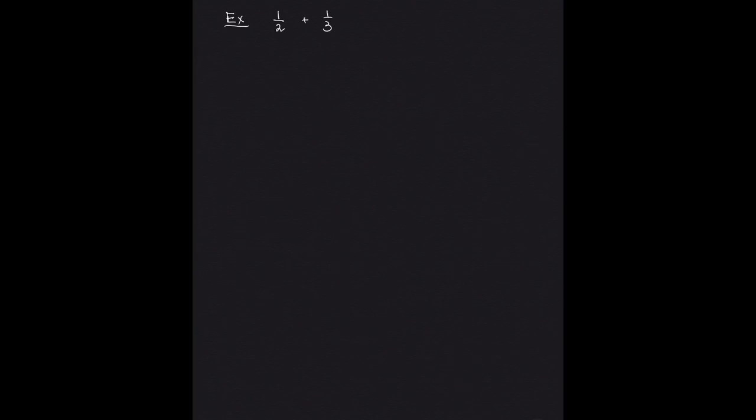So let us now consider another example. Let us try to add 1/2 plus 1/3. And this time we are going to do this without drawing cakes. So we are going to do this in steps. So step 1 is to find the least common multiple of 2 and 3.